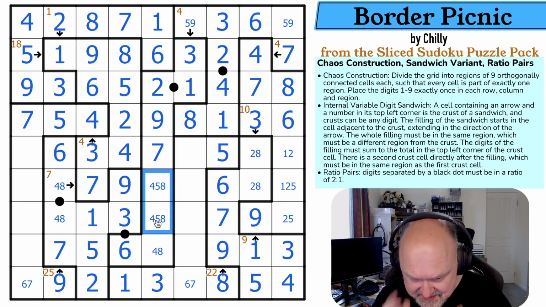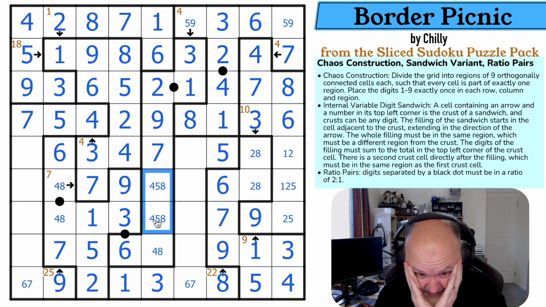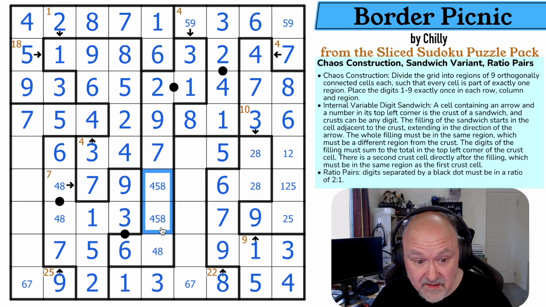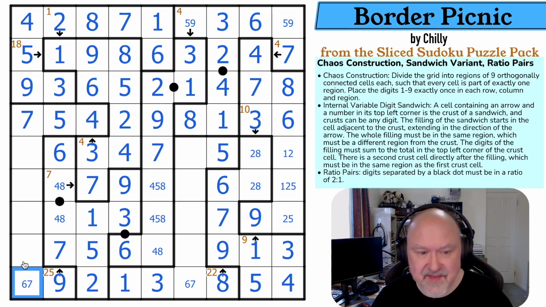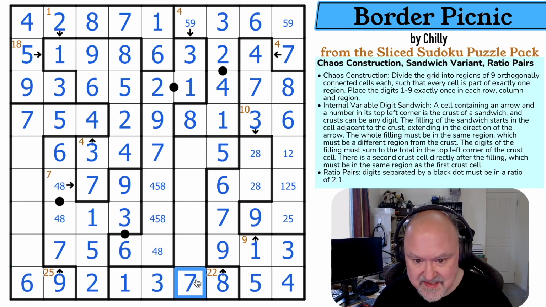Please don't give me a deadly pattern on 4s and 8s again. I don't think my mental health would take it. I think I would gibber. The 7 here makes this the 6, which makes that the 7.